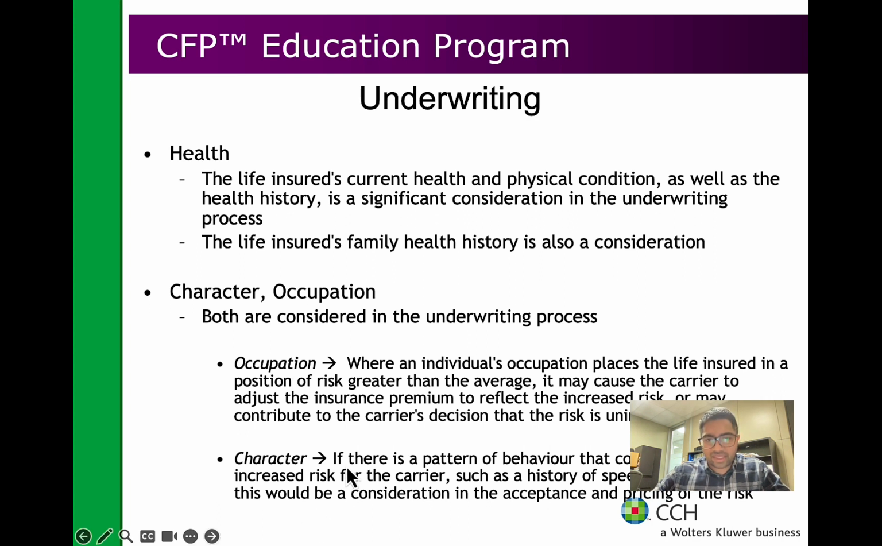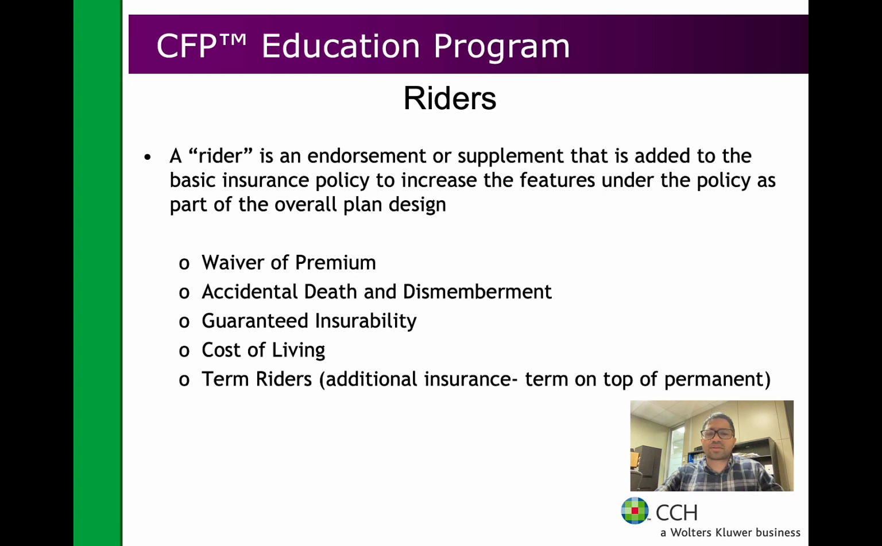Okay. Character: if there is a pattern of behavior that indicates an increased risk for a carrier, such as a history of speeding while driving, that would be a consideration that is acceptable in the pricing of the risk. So sometimes you may be in a stable job but you have very risky behaviors. You have a lot of parking tickets or a lot of unreliability. In that case, they might charge you extra.